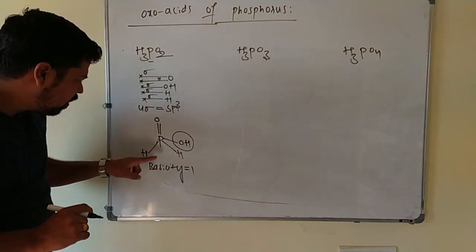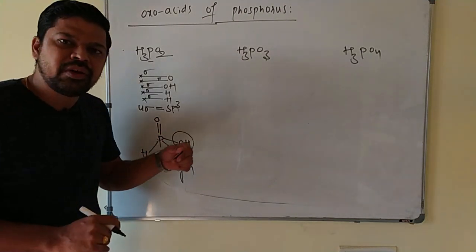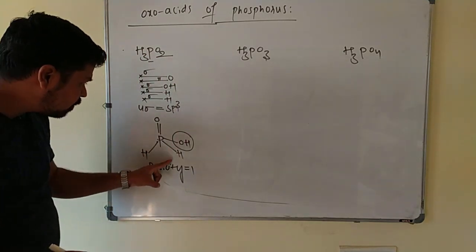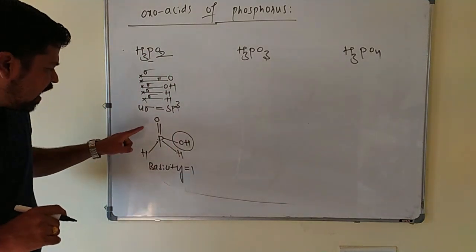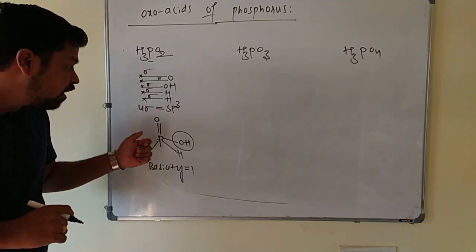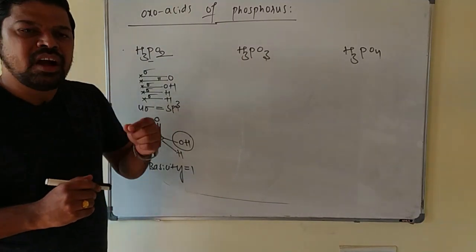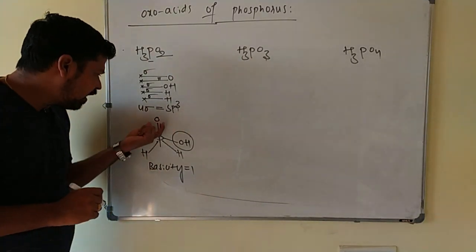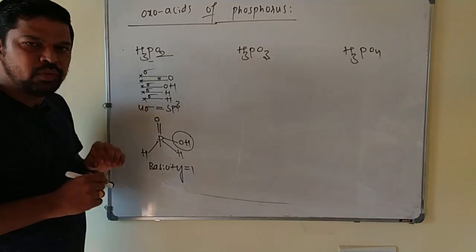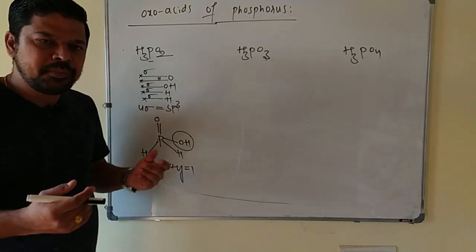Another point is, it is having 2 PH bonds. As it is having 2 PH bonds, it is a very good reducing agent, because all the oxo acids which are having PH bonds are reducing in nature. So as it contains 2 PH bonds, it is reducing in nature. Very good reducing agent it is. They will ask one question in the NCERT: how do you account for the reducing property of this hypophosphorus acid, that is nothing but H3PO2? As it contains 2 PH bonds, it is having reducing property.